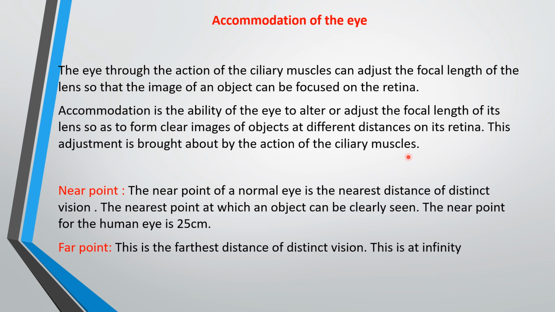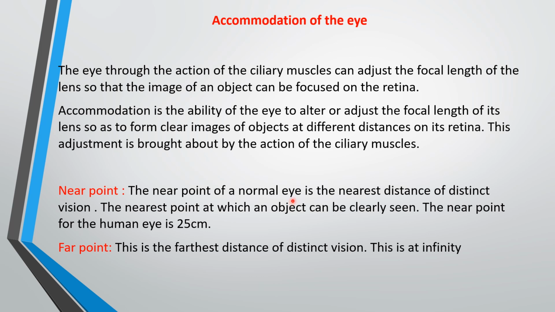The ciliary muscle, I said that when an object is brought close to your eye, it will tend to fold, trying to adjust the focal length of the lens so that you can be able to focus the image of the object on the retina. Okay, so when the eye is unable to do all this, that's when you say that the eye has a defect.